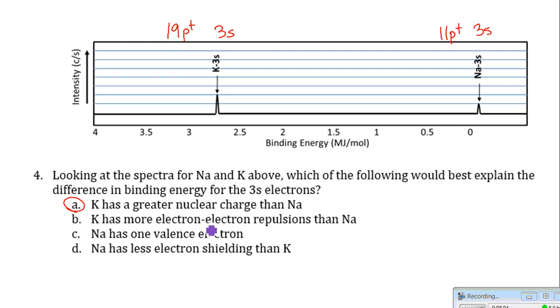All right, next question. Looking at the spectra for sodium and potassium above, which of the following would best explain the difference in the binding energy for the 3s electrons? Well, potassium has 19 protons, sodium only has 11. So I'm looking at the same energy level, same orbital, but potassium has a greater nuclear charge, so it'll attract its 3s electrons stronger than sodium will attract its 3s electron. Okay, so answer A is 4.